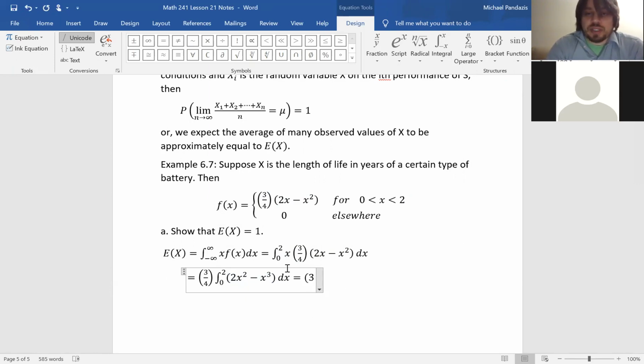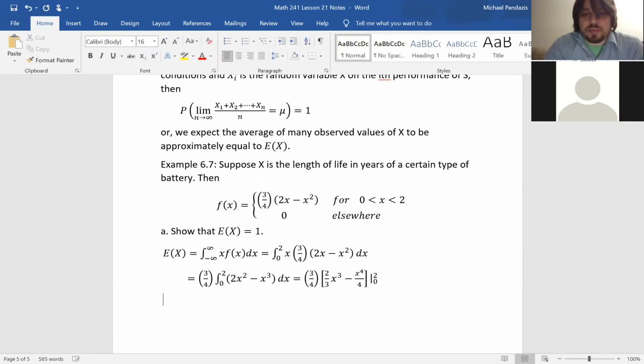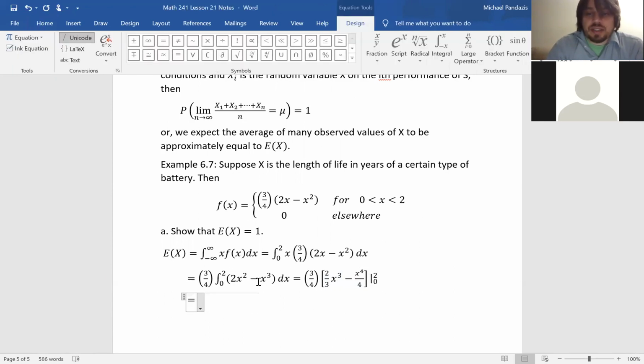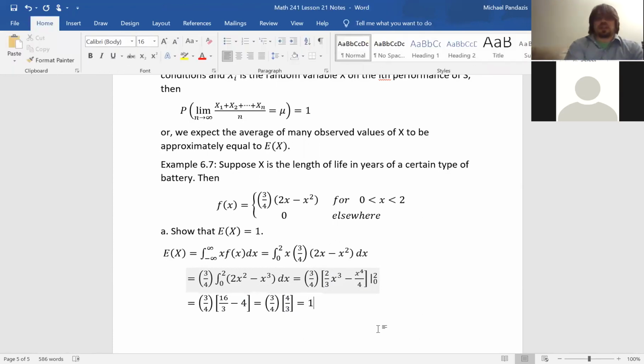And so this is equal to 3/4 times an antiderivative of the integrand, which is 2/3 x cubed minus x to the fourth over 4, evaluated from 0 to 2. Okay, and so then you evaluate that. So this is 3/4 times, now when you plug in 2, you get 16/3 minus 4, and then minus 0. Now 16/3 minus 4 is 16/3 minus 12/3, and so that's 4/3. So now you have 3/4 times 4/3, and that's 1. Okay, so that's equal to 1.